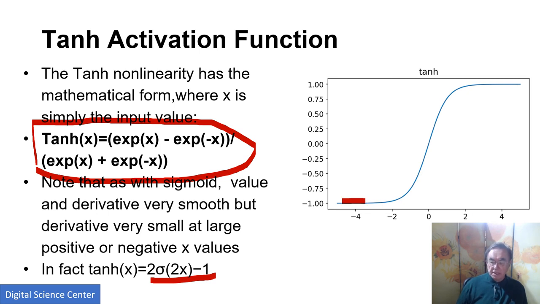And of course, it has to have the same general shape, because it's a simple function of the sigmoid, multiplied by 2 and subtracting 1. And it goes from minus 1 to plus 1. And if you remember, the sigmoid went from 0 to 1. So this is where you want the asymptotic values to go from minus 1 to plus 1, which is probably a more typical choice for general numbers.